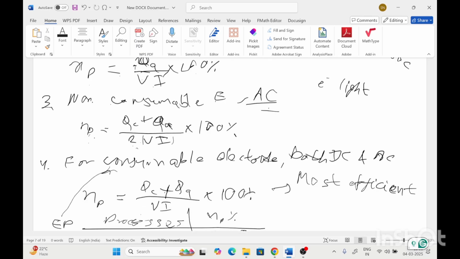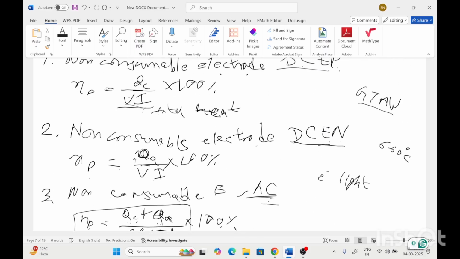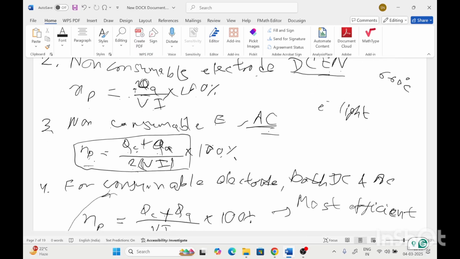Okay, so for this non-consumable electrode where AC current is supplied, the heat efficiency term can be written as (QC plus QA) divided by 2VI. So this is the average of QC plus QA, into 100%. This term also has higher efficiency than both previous cases where the DC current is supplied. So for AC current, the heat efficiency will increase.